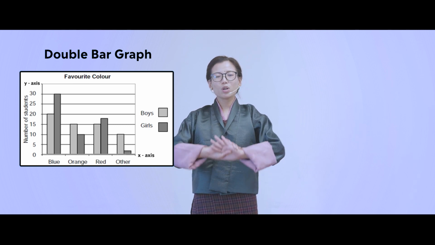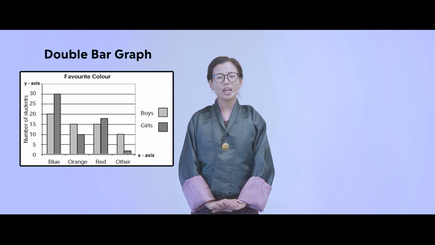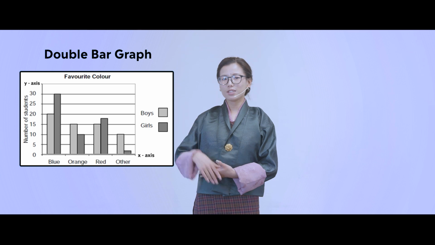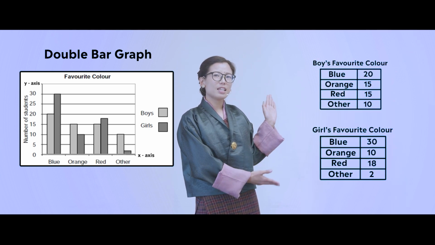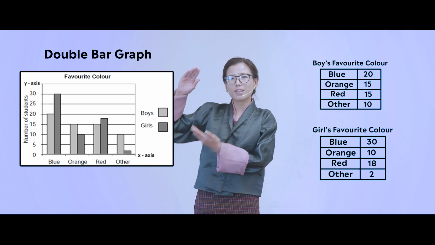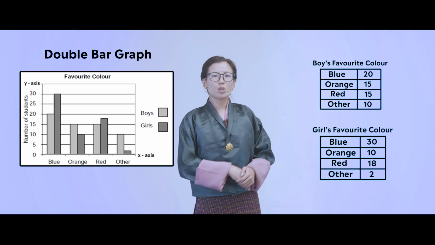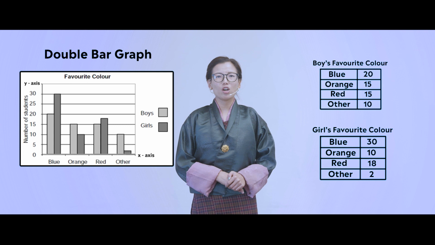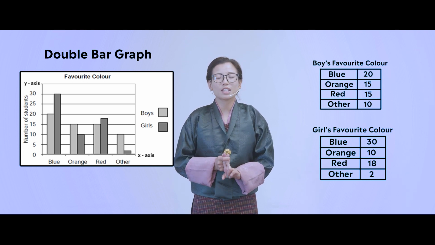Before drawing any graph, you need to have a table. Similarly, for this graph also you need to have a table. Look at this side. This is the table that we are going to use for drawing this double bar graph. Now this table shows the information of boys' favorite color and girls' favorite color.